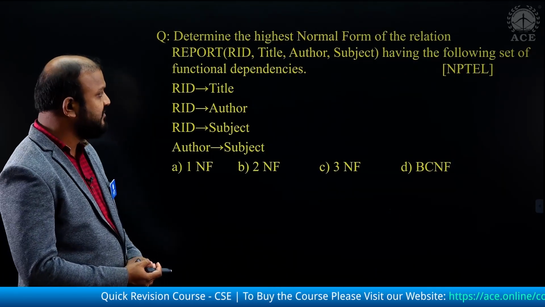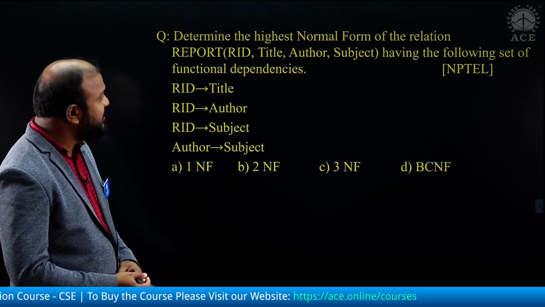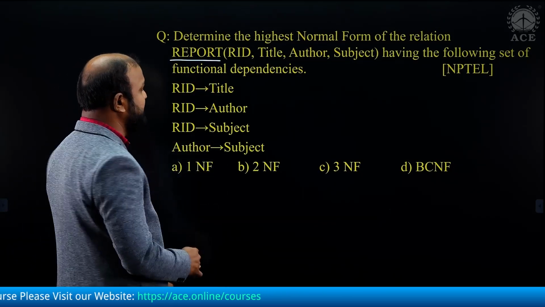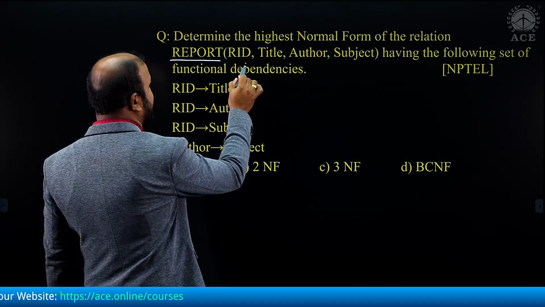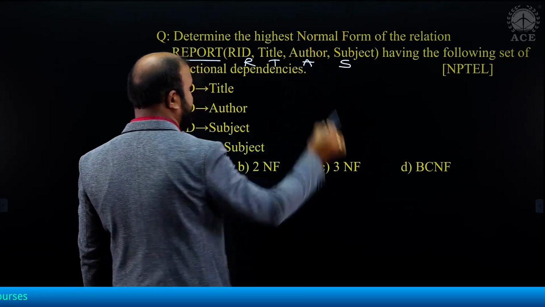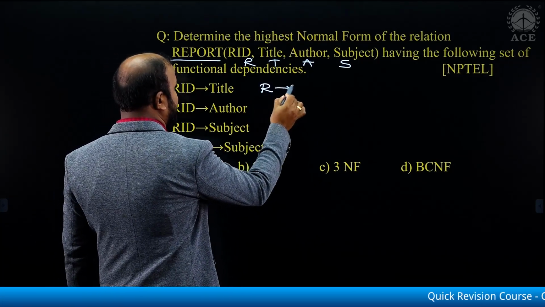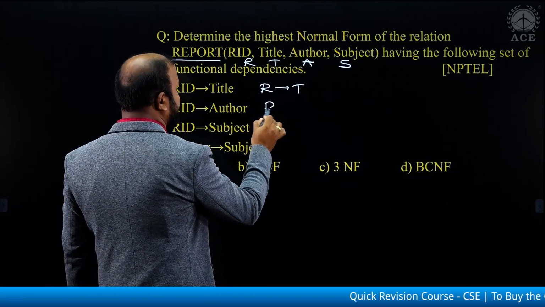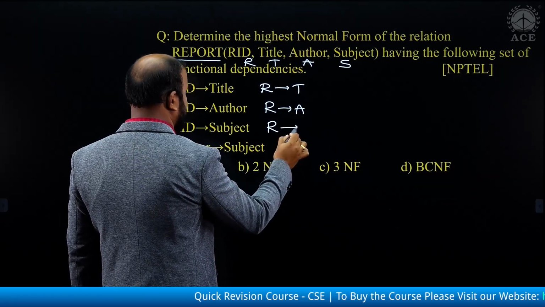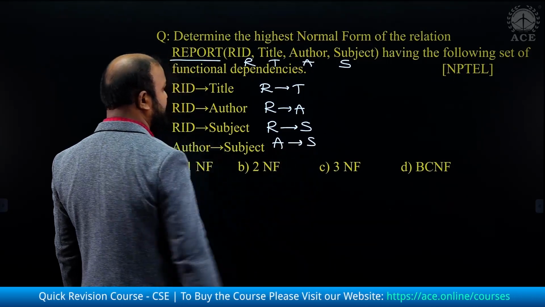One more question, again collected from the NPTEL source. Determine the highest normal form of the relation. The relation name is report, having attributes RID, title, author, subject. Having dependencies RID to title, RID to author, RID to subject, and author to subject are the dependencies.